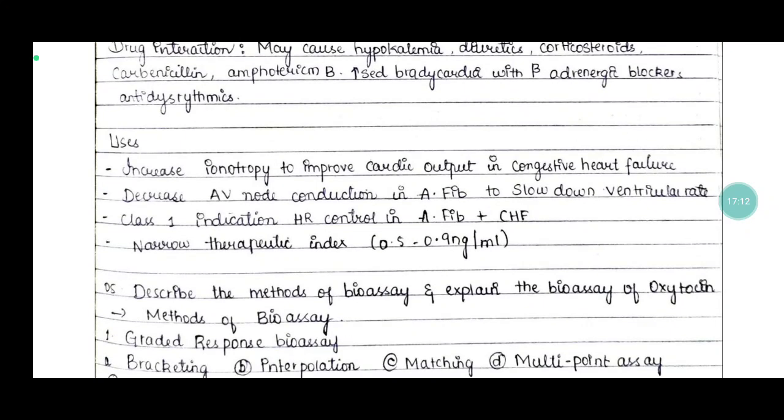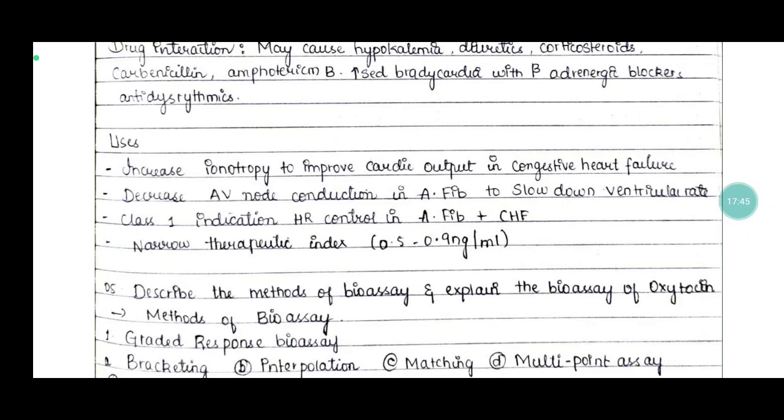antidysrhythmics. The uses of digoxin are: increases inotropy to improve cardiac output in congestive heart failure, decreases AV node conduction, and in atrial fibrillation slows down the ventricular rate. Class 1 indication: heart rate control in atrial fibrillation plus congestive heart failure. And lastly, the narrow therapeutic index, which is 0.5 to 0.9 mg per ml.